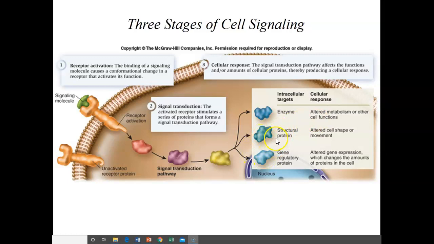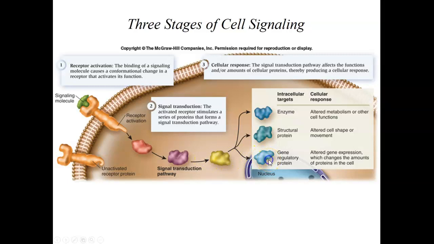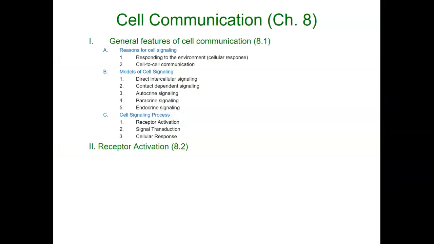You might see structural proteins getting modified, so perhaps the cell is going to move towards or away from something in response to that signal. Or lastly, the one we'll spend a lot of time talking about is the activation of target genes. Based upon that cell signal, we have a signaling cascade, and that's going to turn on or turn off a whole host of genes based upon what that extracellular signal is. And those are our three most common cellular responses.